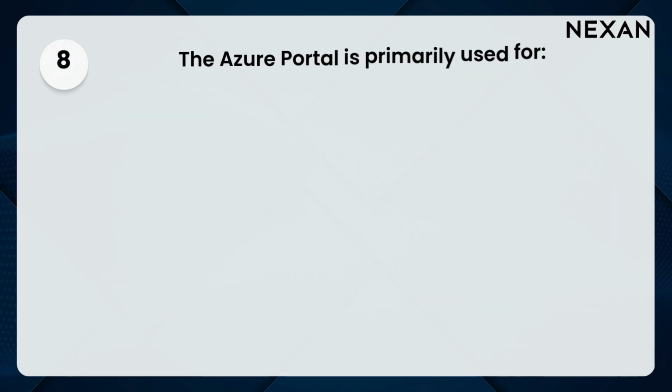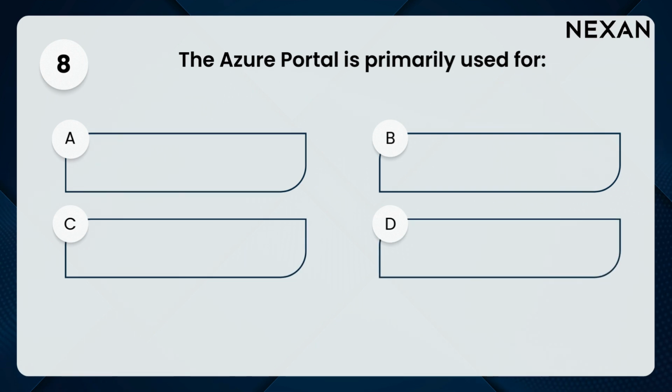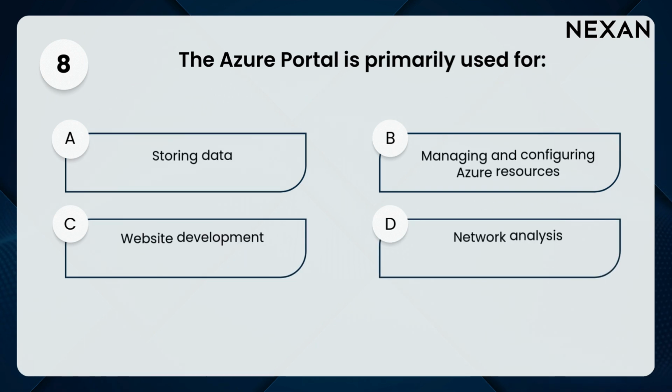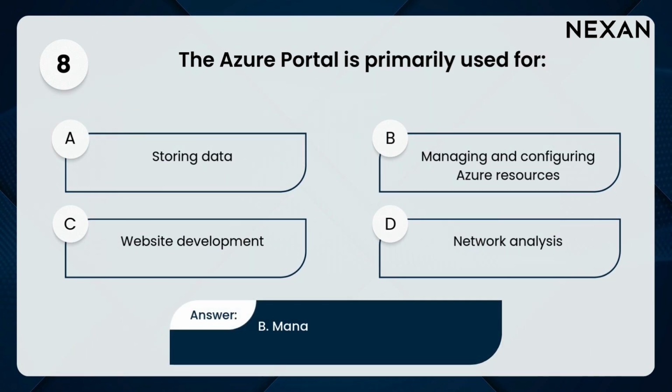8. The Azure portal is primarily used for: A. Storing data. B. Managing and configuring Azure resources. C. Website development. D. Network analysis. Answer: B. Managing and configuring Azure resources.